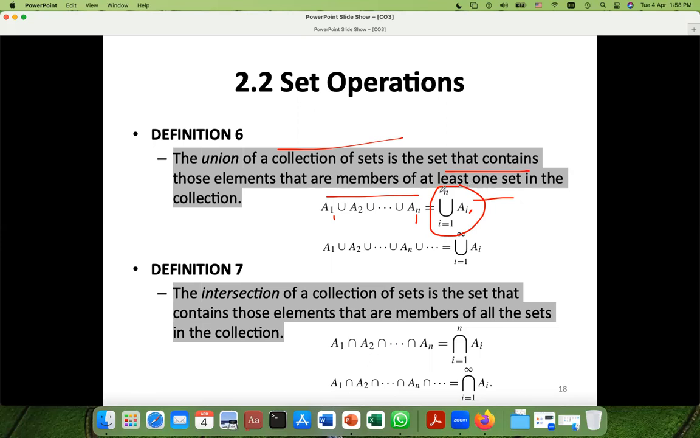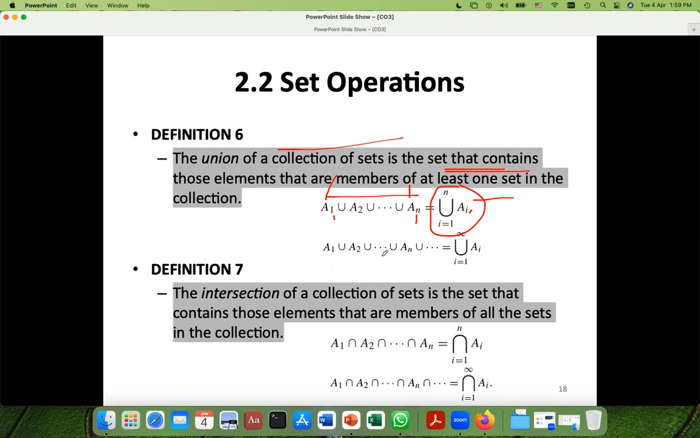The minimum condition would be that it will contain at least the element of one set, maybe this one or that one, maybe A7, maybe A8, maybe A3. At least it will contain the element of one set. It can contain elements of A1, A3, and A7. It may contain the elements from all the sets, but at least an element from one set. This is what is mentioned here.